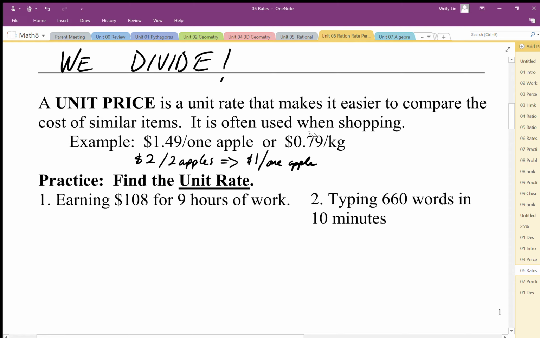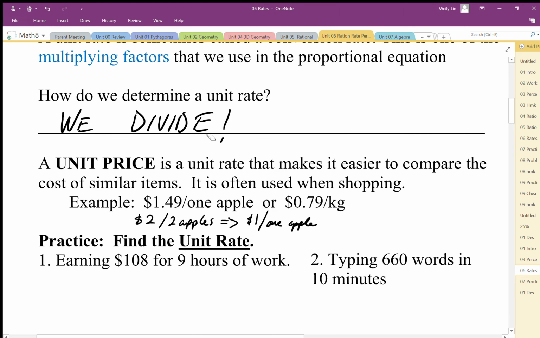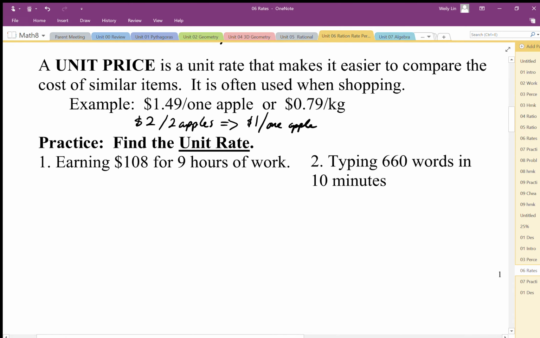Another example would be when we're shopping, we often see things given in dollars per kilogram. So we might be paying $0.79 per kilogram for one item. We might be paying more or less per kilogram for another item. And if it's in a unit rate, they're much easier to compare. So to find a unit rate, we divide. We determine a unit rate by dividing.